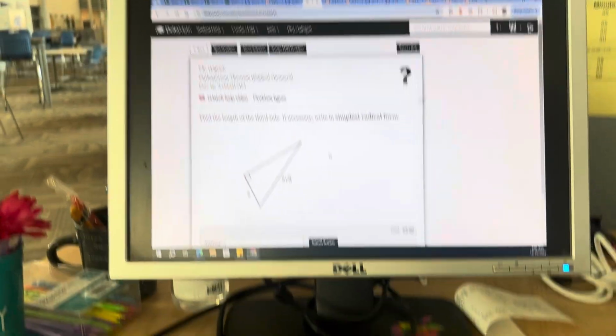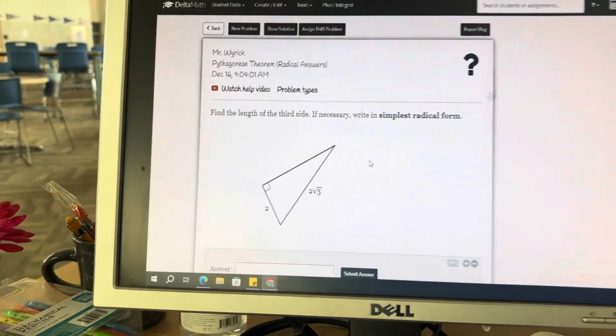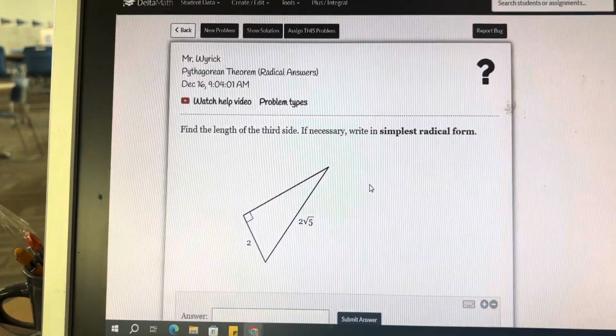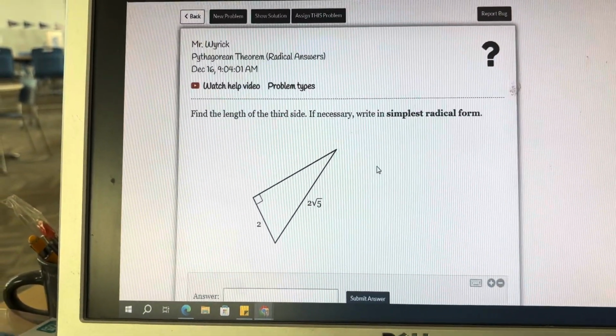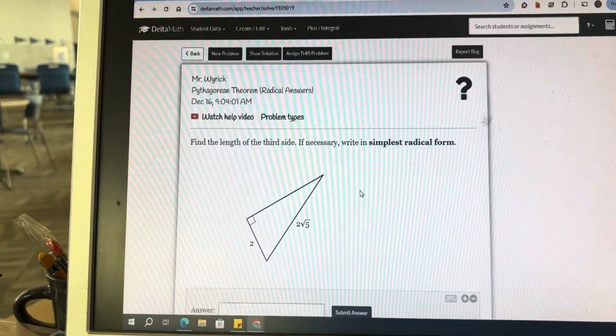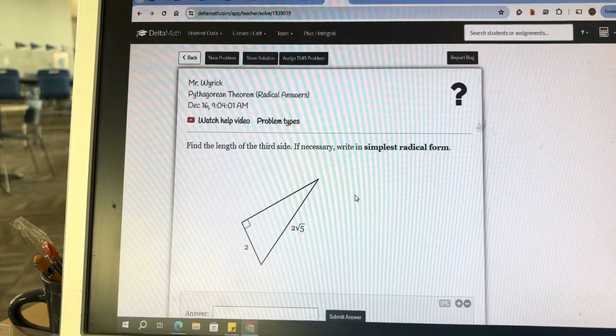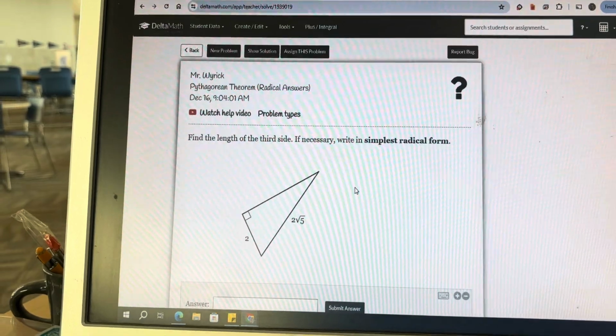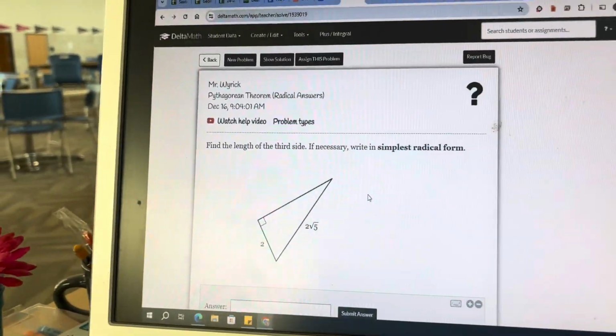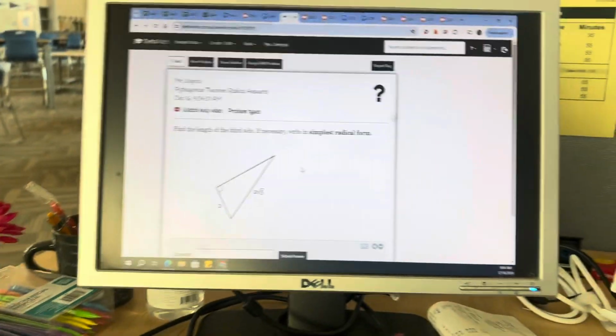This is Pythagorean theorem again. It's the same as the distance on the other one. It's just asking you to find the third side. So this is 2 squared and 5 squared, which is going to be: 2 squared is 4. The square root of 5 squared is 5. So that's 20. 20 minus 4 is 16. And the square root of 16 is going to be 4.